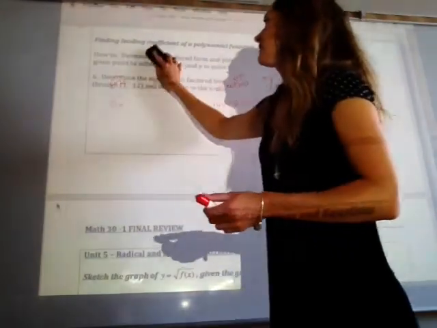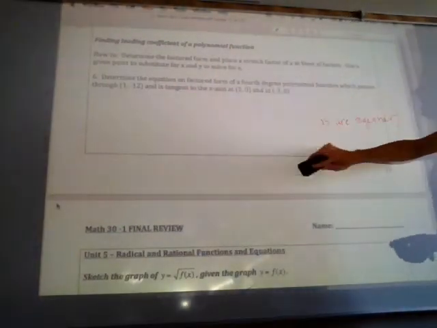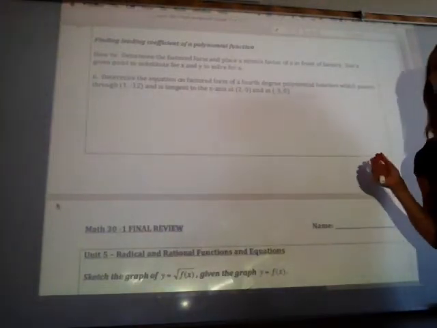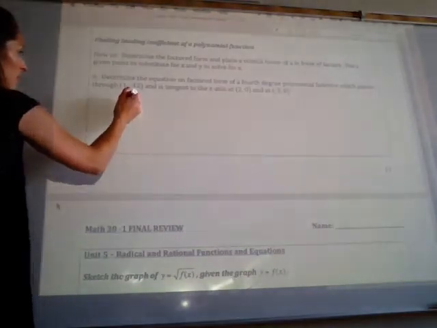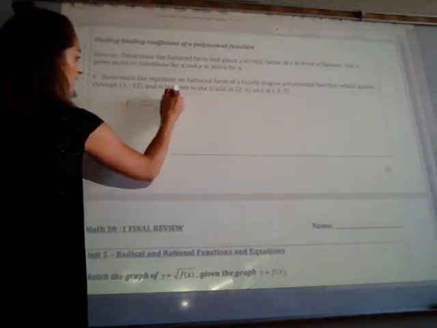Good job. All right. Question you'll probably see something like this. Determine the factored form, finding the leading coefficient of a polynomial function. So determine first the factored form, place the stretch factor of a in front, and then given a point you can solve for what that unknown is equal to. So the question is, determine the equation in factored form of a 4th degree polynomial function that passes through 1 and negative 12 and is tangent at 2, 0 and negative 3, 0. So first you just want to set up your polynomial, y equals. You know there's going to be a leading coefficient.